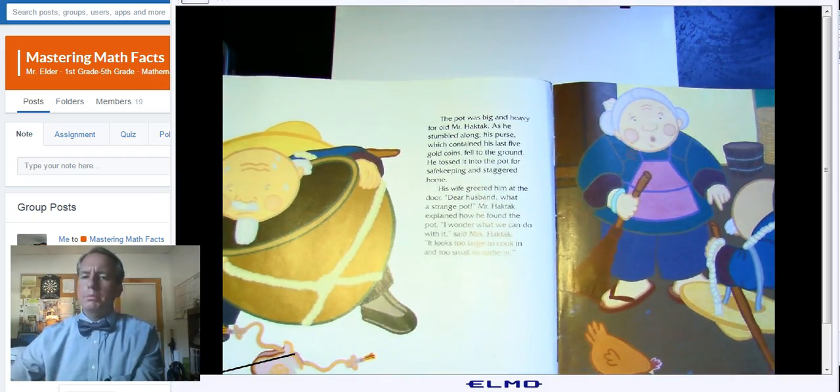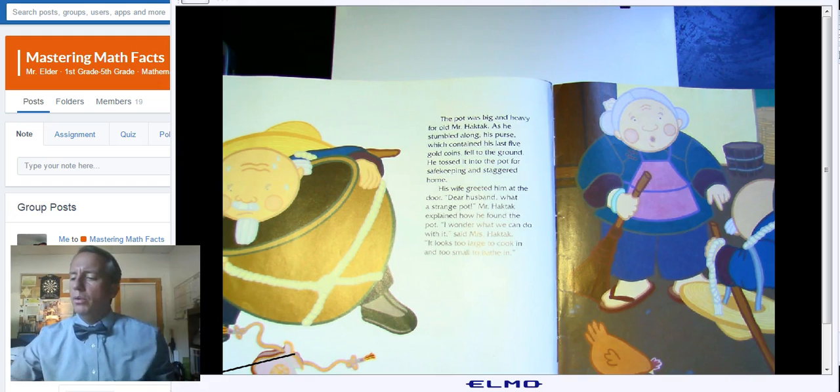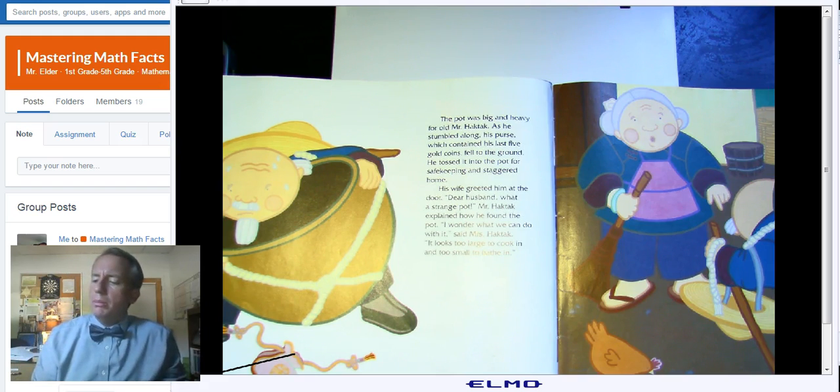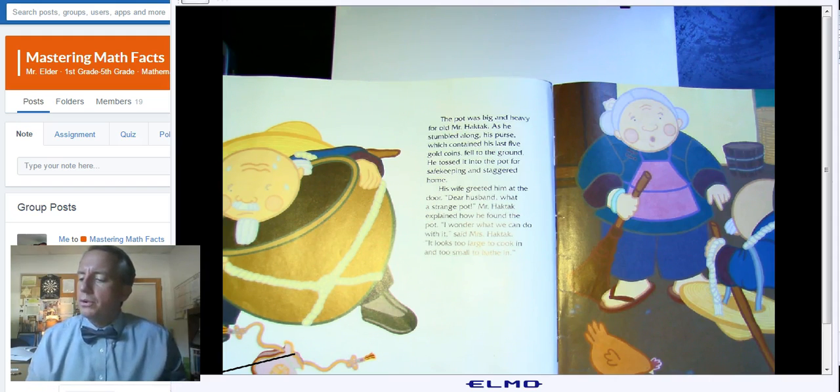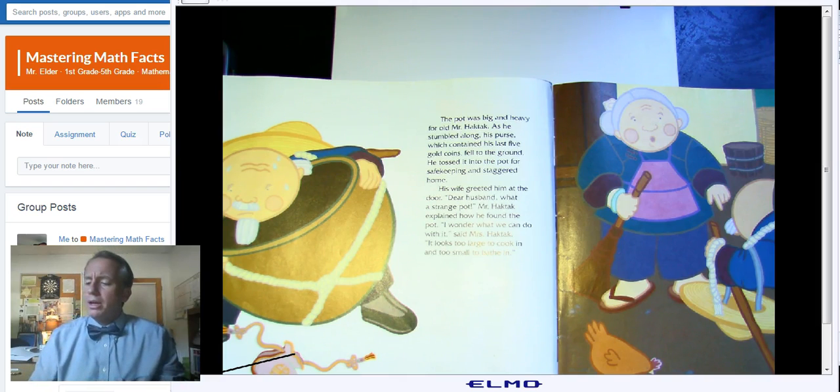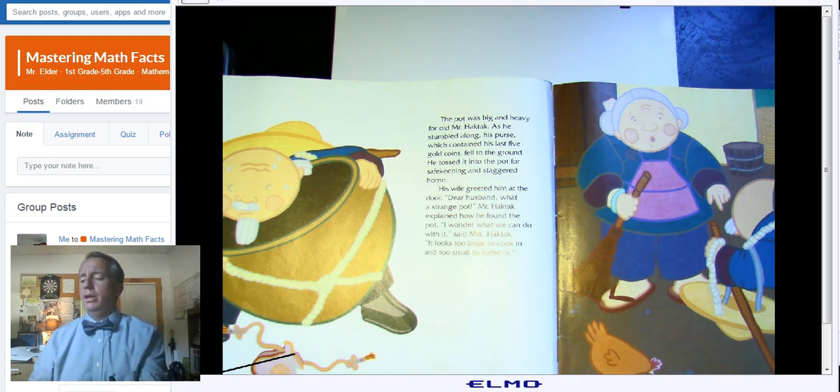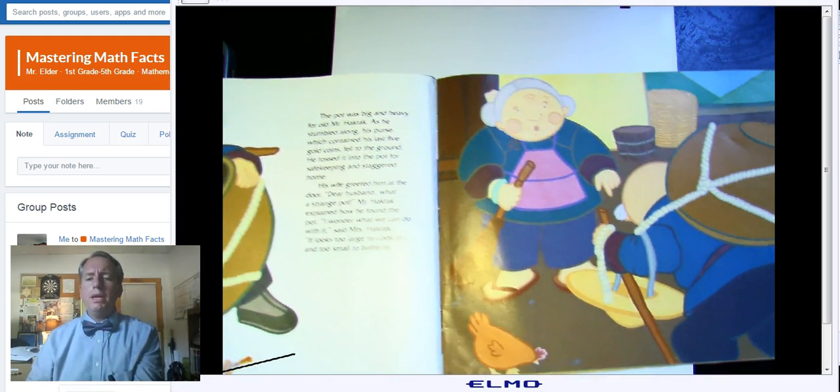The pot was big, and it was heavy for old Mr. Hacktack. As he stumbled along, his purse, which contained his last 5 gold coins, fell to the ground. So he tossed it into the pot for safekeeping, and he staggered on home. His wife greeted him at the door. "Dear husband, what a strange pot!" Mr. Hacktack explained how he had found the pot. "I wonder what we can do with it," said Mrs. Hacktack. "It looks too large to cook in, and it's too small to bathe in."